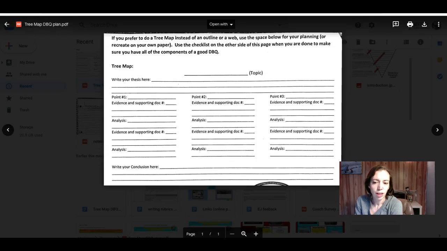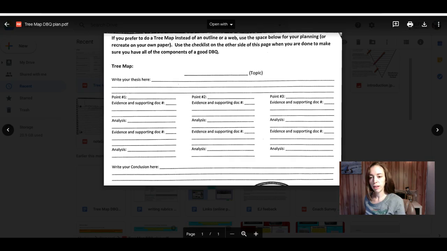For your assignment today, your job is to begin planning your essay. And so this time around, based on feedback that I got from students and just thinking about what might be helpful for you, we are going to try to use this thing called a tree map, which is one way to plan for a DBQ.